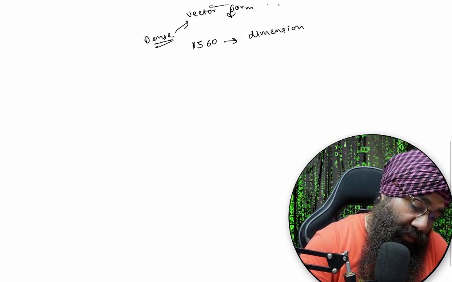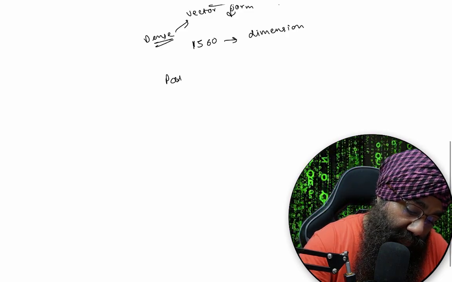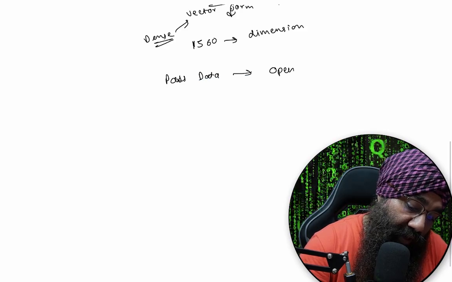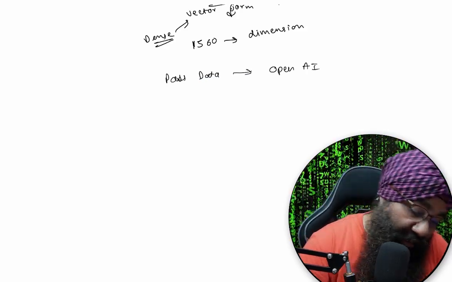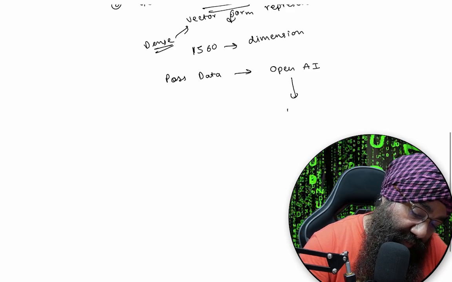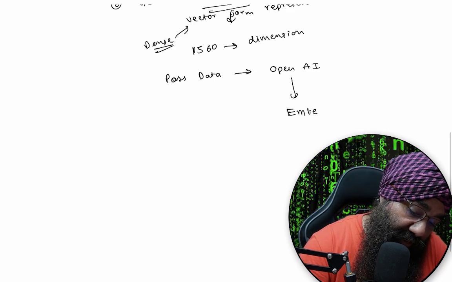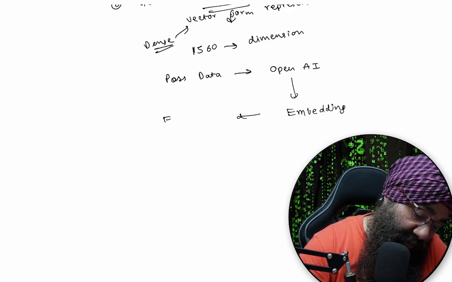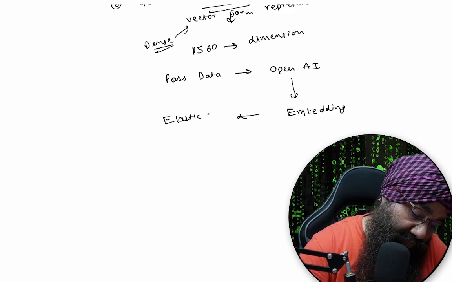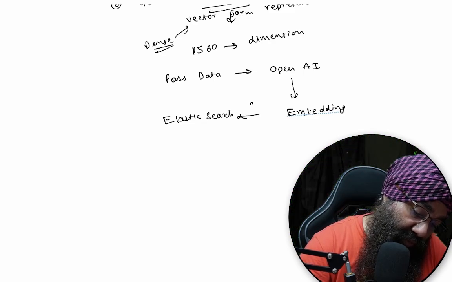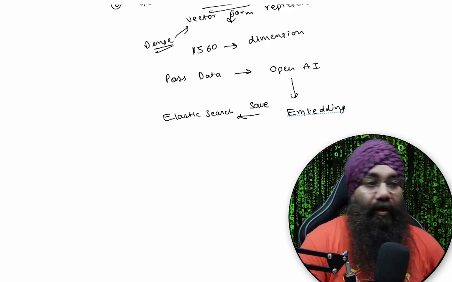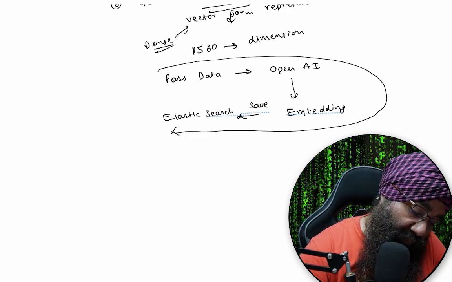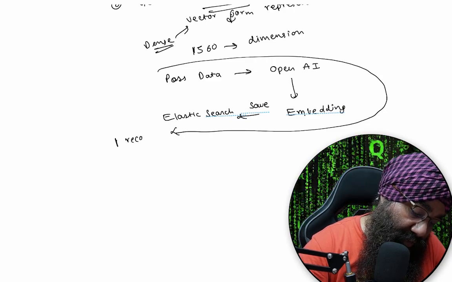Now you have to pass this data to OpenAI, and OpenAI will generate the embeddings for you and give you the embedding vector. Then you need to store this vector as well in your Elasticsearch. First you store the product data. Then for each product you have to store its embedding as well in Elasticsearch, and this complete cycle is for one product, so you have to do it for all the products. This is for one record, you have to do it for all the records.